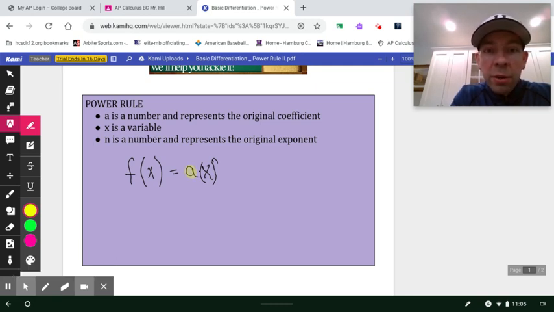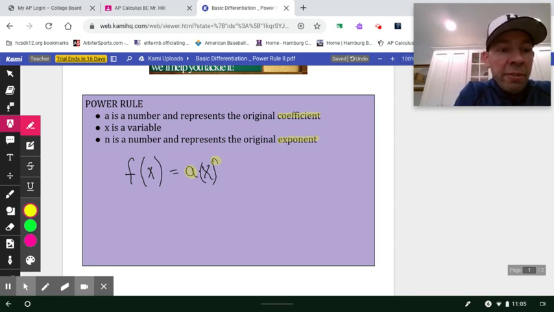What you want to always assume in this setup is that this a value right here is going to be your original coefficient. And then x is going to be a variable, of course. And then this n right here is going to be your original exponent. So the a and the n are just going to be regular numbers like a 2 or a 5 or a 1/3 or something along those lines.